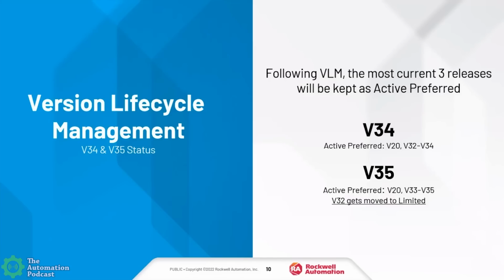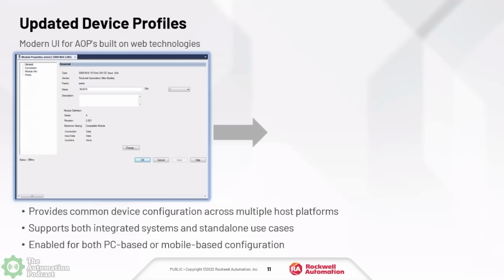So the moral of the story on this slide is we would highly encourage following the version lifecycle management preferred version, since with each release we are making changes that not only fix anomalies, but also add functionality and just make the software better. So speaking of better, this is more so as an FYI. AOPs in 35 are going to start looking a little bit different.